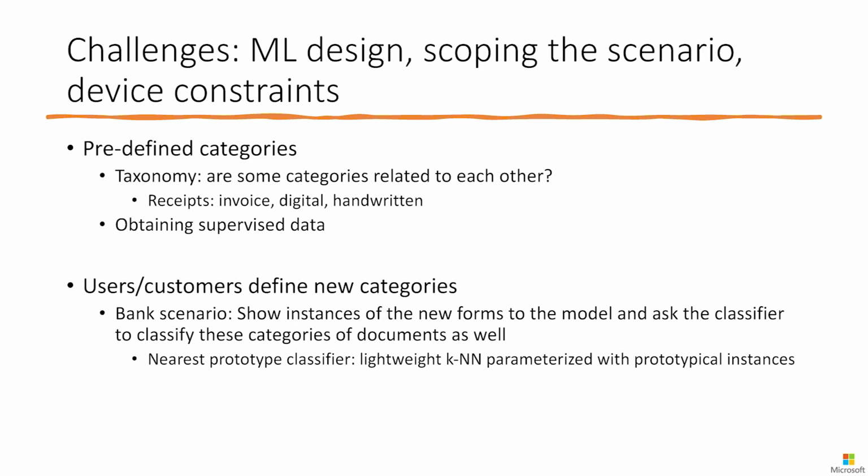So in such cases, again, you don't have any understanding of the training data, because it's there with the user. We don't have the data at this stage. So some kind of a nearest prototype classifier, a very lightweight KNN model can be used, and so on, right?